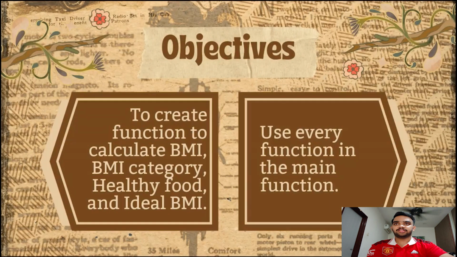This is our objective. First one is to create functions to calculate BMI category, healthy food, and ideal BMI. The second one is to use every function in the main function code.